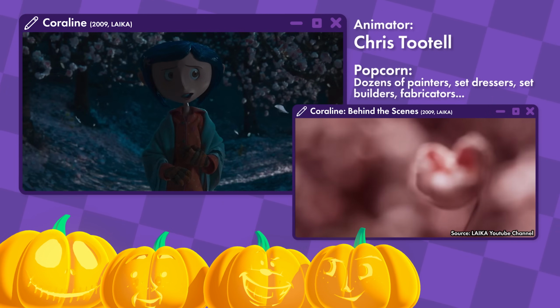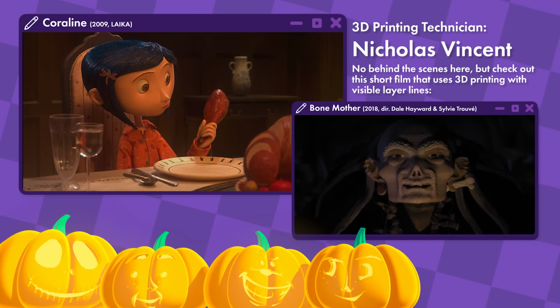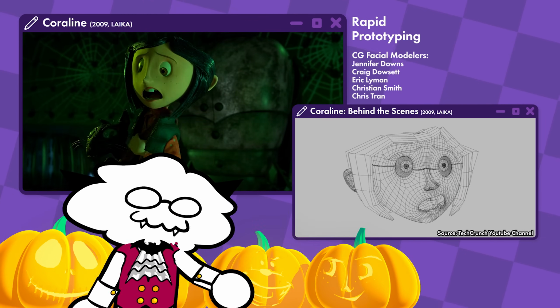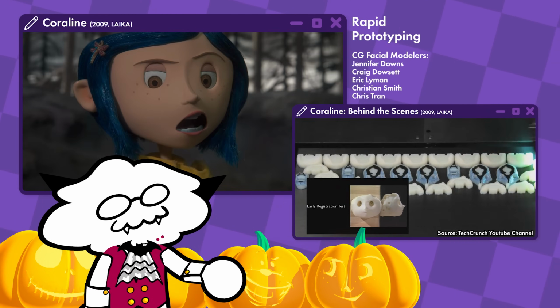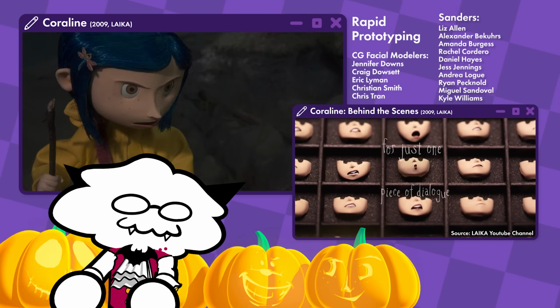Someone popped all the popcorn for the trees in the forest. Someone modeled all the dogs in this audience. Someone 3D printed this chicken. You can even see the layer lines on it. And many people 3D modeled and 3D printed all of Coraline's faces. And a whole team of very patient people sanded down and painted every single face.